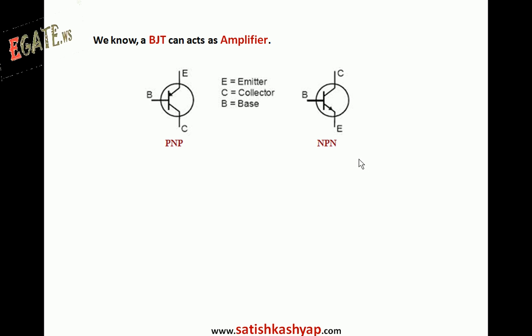We know that when a BJT is acting as an amplifier, it can be either PNP or NPN, consisting of three terminals: emitter, base and collector as indicated. We can differentiate whether it is PNP or NPN based on the arrow direction. If the arrow goes in, it is PNP; if the arrow goes out, it is NPN.